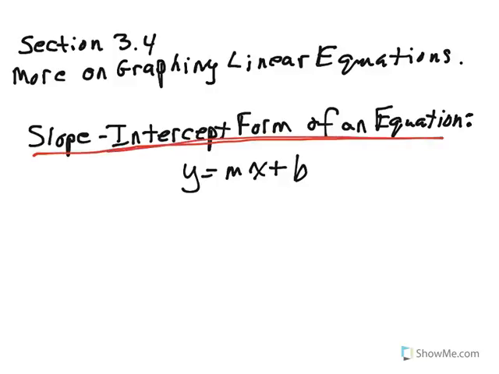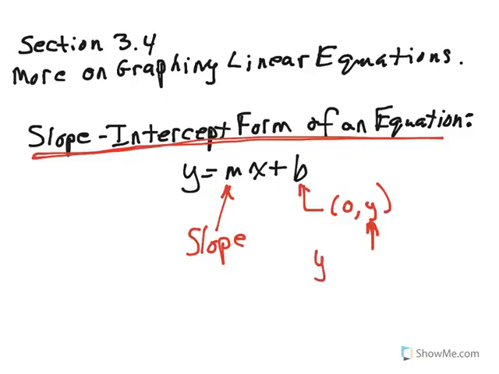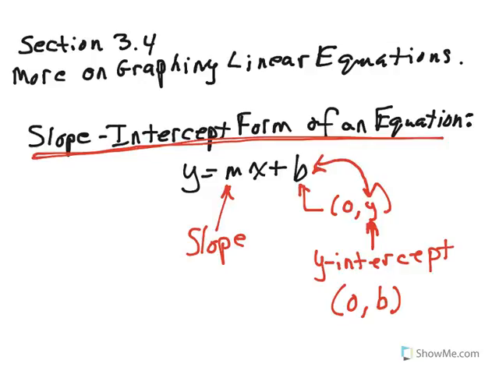Slope-intercept form of an equation is y equals mx plus b, where m is the slope and b is the y value of the y-intercept, and can also be written as (0, b). So b is the y value of the y-intercept.